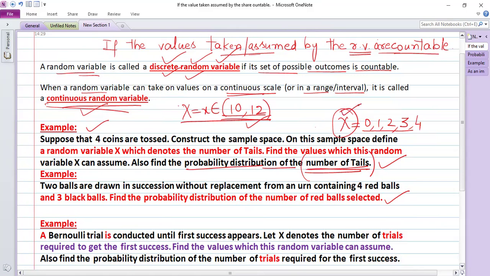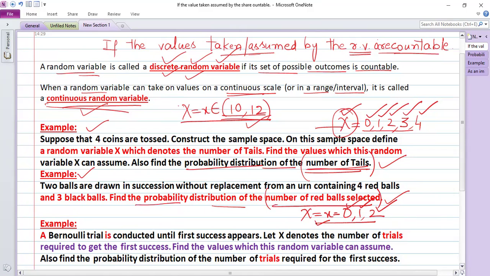Now this x, its values are very well countable. This is my first value, second value, third value, fourth value, and fifth value. It means the values taken by this x are countable. Similarly, in this example, we calculated the probability distribution of the number of red balls selected, which was our random variable x, and x had the values 0, 1, 2. Even here, its values are countable. There are only three values: first, second, and third.